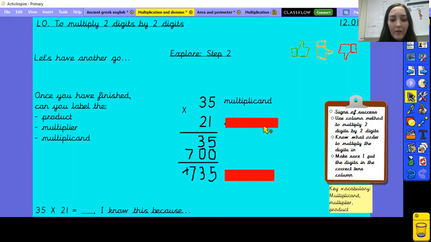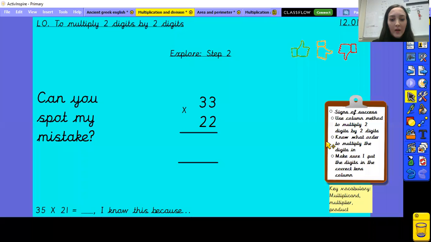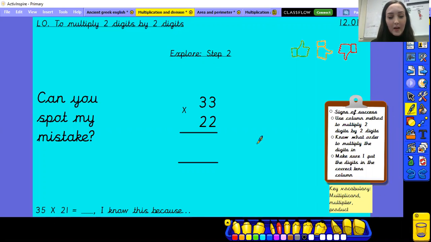Here we have the multiplier, and our answer at the bottom is called our product. So well done if you remembered that from in school and you got that correct as well. Okay, so just to check your understanding, I'm going to now model myself making a mistake, and I want you to see if you can spot that mistake as I'm working out this calculation. So keep your eyes peeled for the mistake I'm about to make.